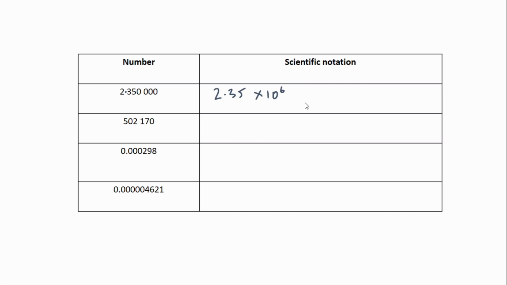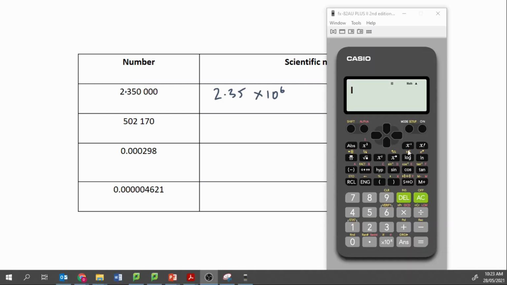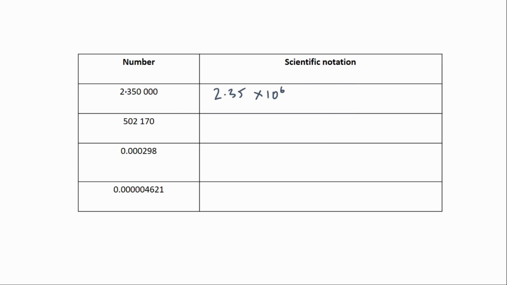Once you've done that, just put that into your calculator just to double check your answer, and it should give you the original number. So let's have a go at doing that here. 2.35 times 10 to the power of 6. And there we go, we've got the original number again. Alright, let's try the next number as well.